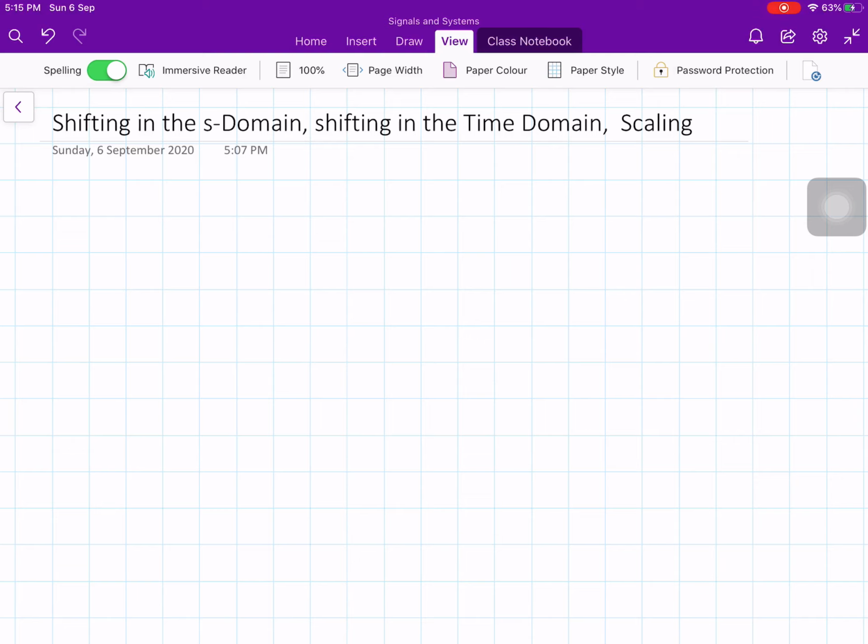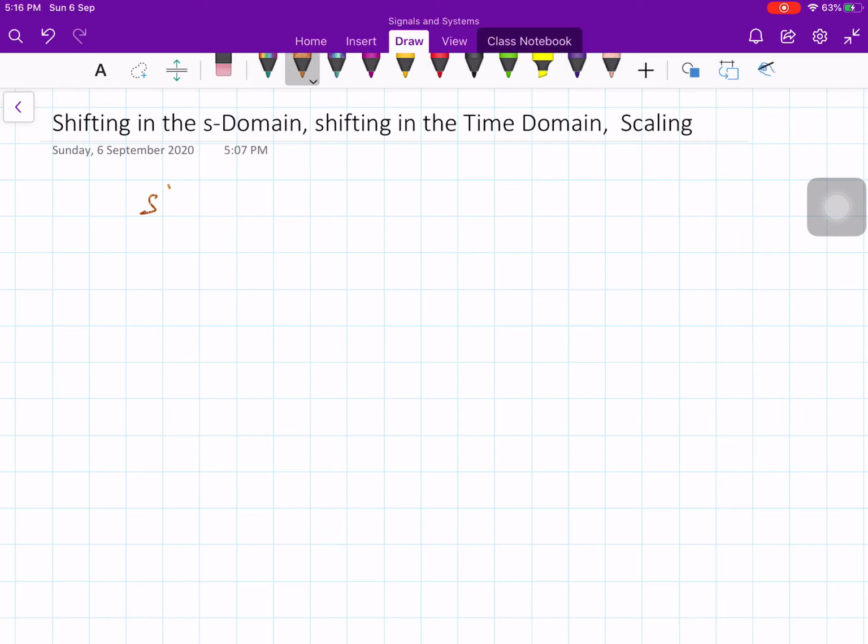Okay, so in this lecture I am going to discuss shifting in the s-domain, shifting in the time domain and scaling properties of the Laplace transform. So first let us talk about shifting in the frequency domain. Shifting in the s-domain, or simply you can say shifting in the frequency domain, both are same. So you are doing the shift in the frequency domain, that is s domain. It is equivalent to multiplication by an exponent in the time domain.